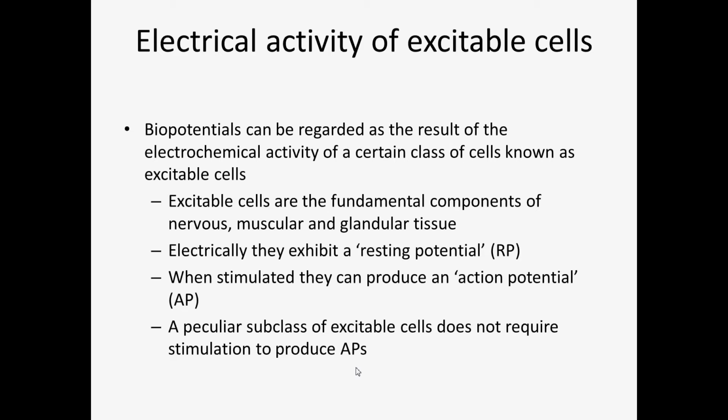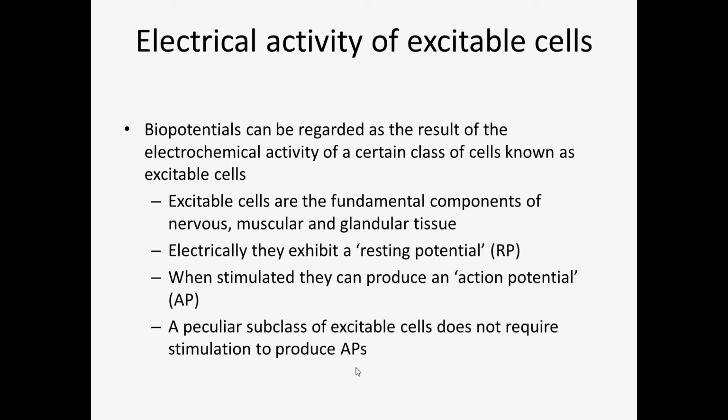So if you like, you can talk about bioelectromagnetism as the result of the electrochemical activity of a bunch of cells, which now are called excitable cells. Those are the fundamental components of nervous, muscular, and glandular tissue, and they work by means of resting potential and action potential.